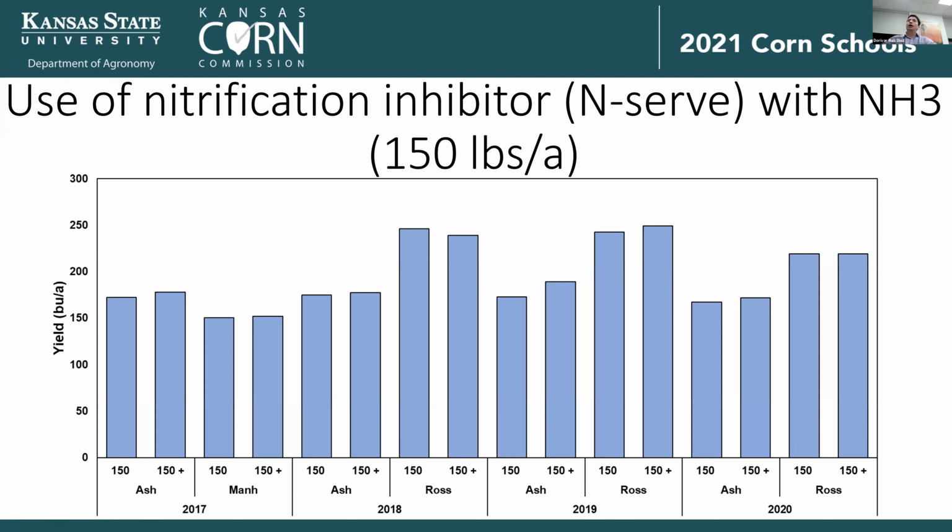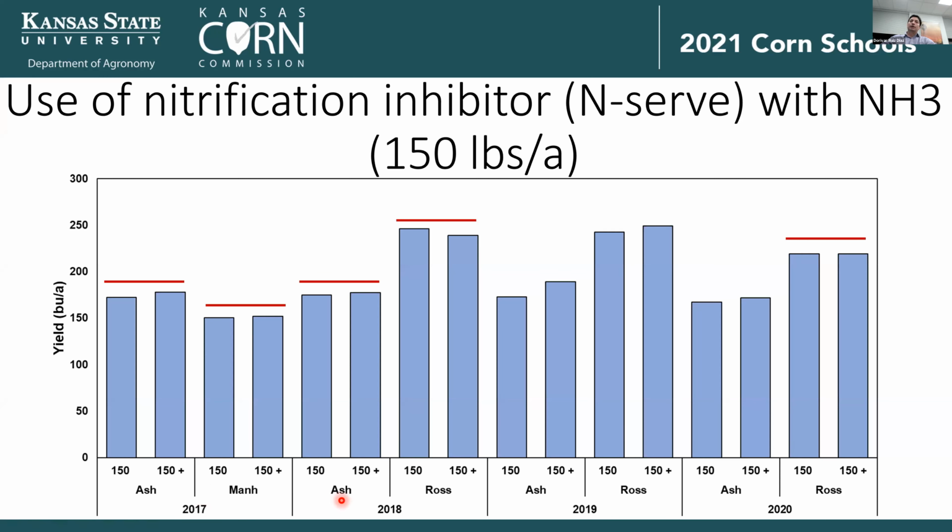So we're doing this usually early March, 150 pounds. And basically, we have Ashland and Rossville primarily over the years. So a little bit more of a coarse texture soil, a situation where we may expect to have some leaching if we have some wet years. So what are we seeing?